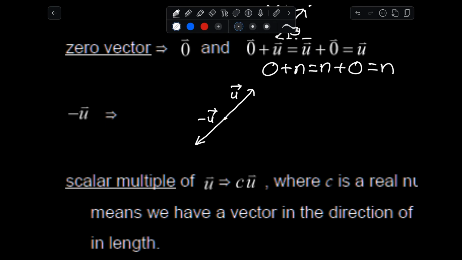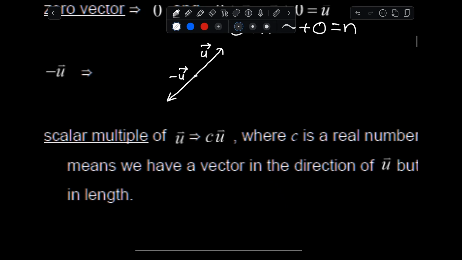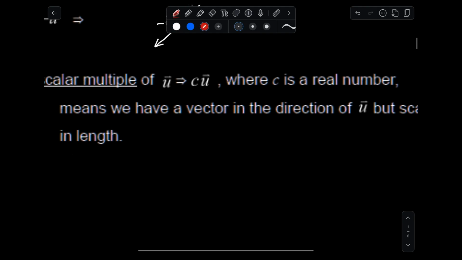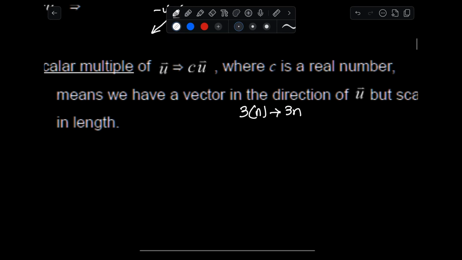And then we have a scalar multiple of u equals cu. So this is kind of, again, like saying that we have a number like 3, you multiply by n, you just get 3n, right? You're just multiplying n to get something that's 3 times greater, right?